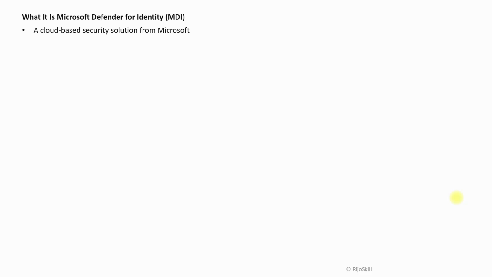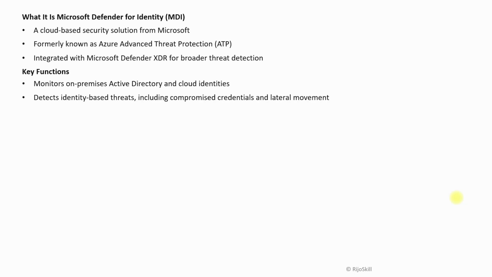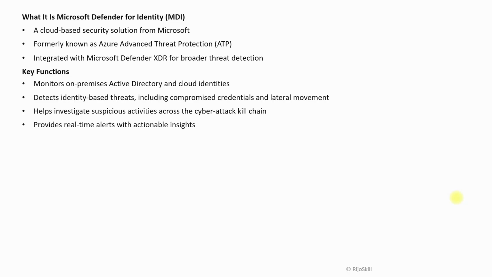It's a cloud-based security solution from Microsoft, formerly known as Azure Advanced Threat Protection, and it integrates with Microsoft Defender XDR for broader threat detection. And what are the key functions? It monitors on-premises Active Directory and the cloud identity, and detects identity-based threats, including compromised credentials and lateral movement, and helps investigate suspicious activity across the cyber attack chain. It provides real-time alerts with actionable insights.